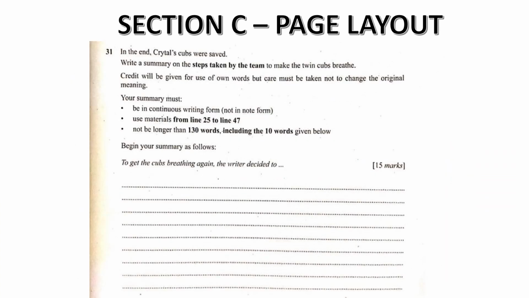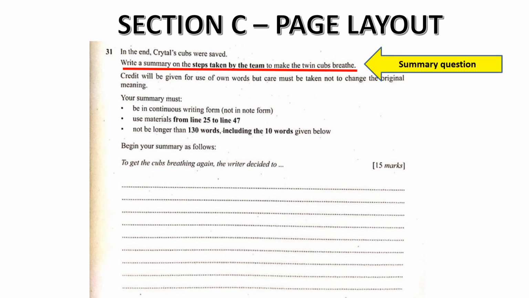This is how the summary question looks like. Number 31, as I said earlier, is the summary question. This is what the summary question wants. Different summary questions may have different types of questions. Sometimes there is more than one question asked for summary.